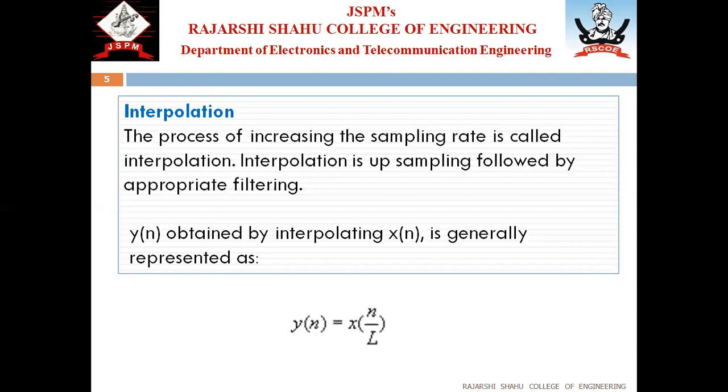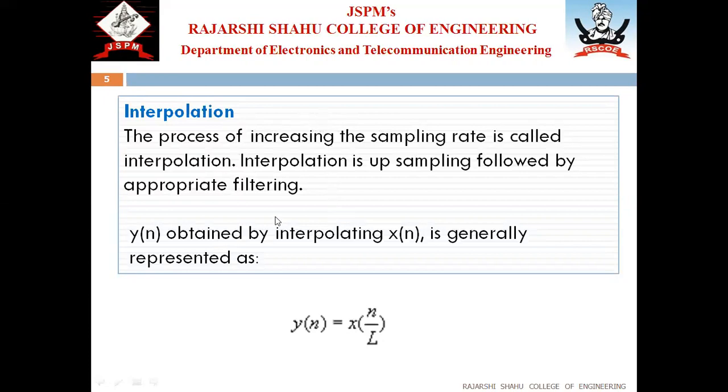In sampling rate conversion, there are two types, depending upon whether you are increasing the sampling rate or decreasing the sampling rate. The first one is interpolation. It is a process of increasing the sampling rate. So interpolation is also called upsampling.